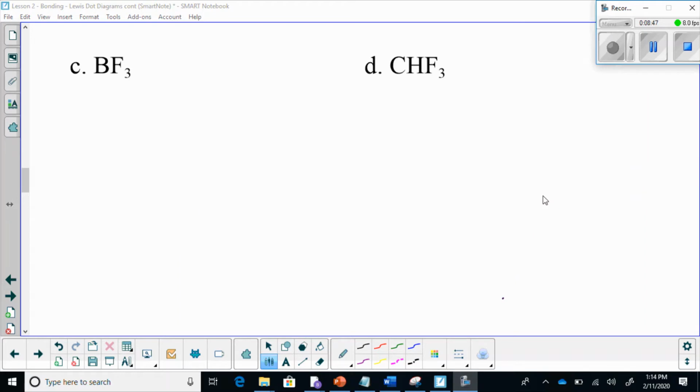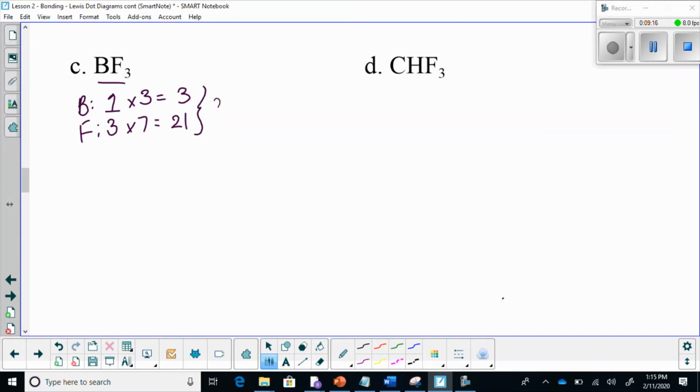Here we have boron trifluoride. We already have a chemical formula provided, so we do not need to write a chemical formula. Let's calculate our valence. Boron, there is 1 atom of boron, which has 3 valence electrons. Fluorine, there is 3 times 7 valence electrons for 21, a total of 24 valence electrons.